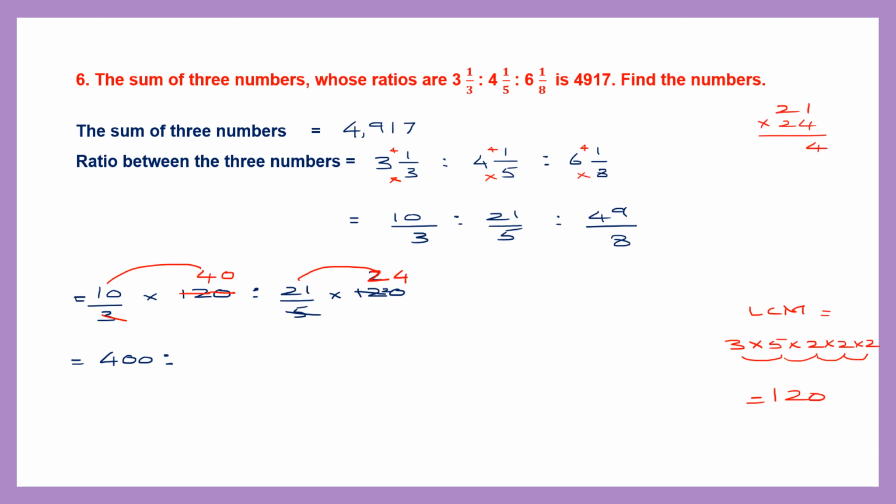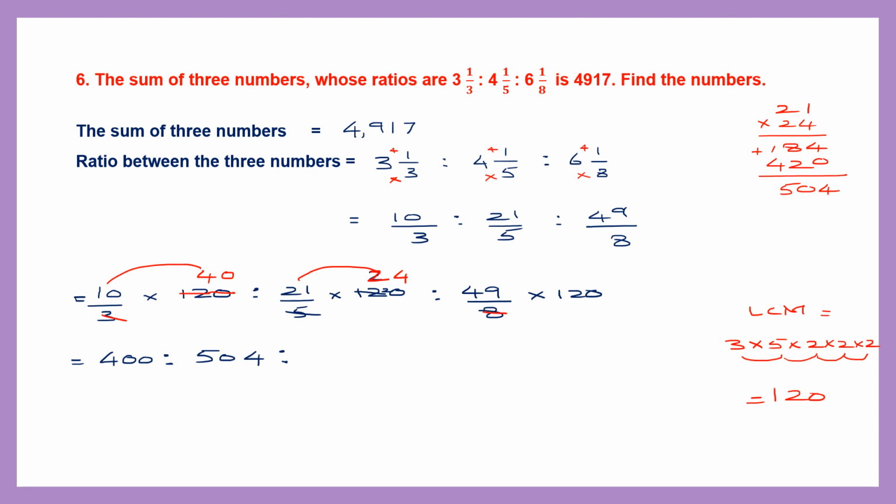4 ones are 4, 4 twos are 8, 2 ones are 2, 2 twos are 4. Plus, let's add this up. 4, 8 plus 2 is 10, carry 1, 4 plus 1 is 5. So what do we get? 504. Let's write it here. 504 is to. Now let's take the third fraction, that is 49 by 8, and multiply this by 120.